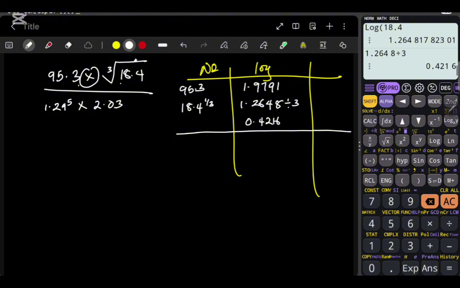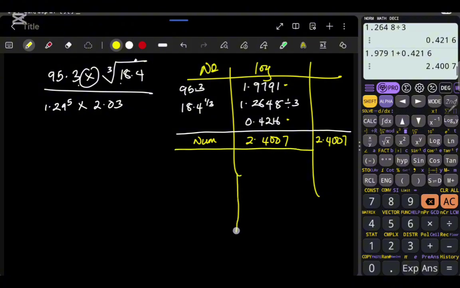Multiplication is addition, so I'm adding this and this. Let's do that with the calculator. 1.9791 plus 0.4216, and that gives you 2.4007. That's the numerator. You can put it in the extra column here, 2.4007. So we go to the denominator now. We have 1.29 raised to the power 5.